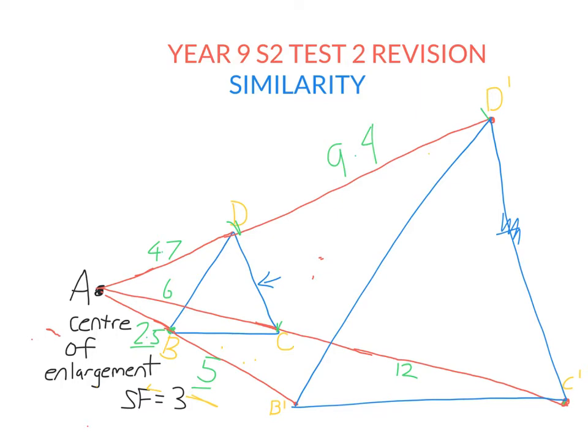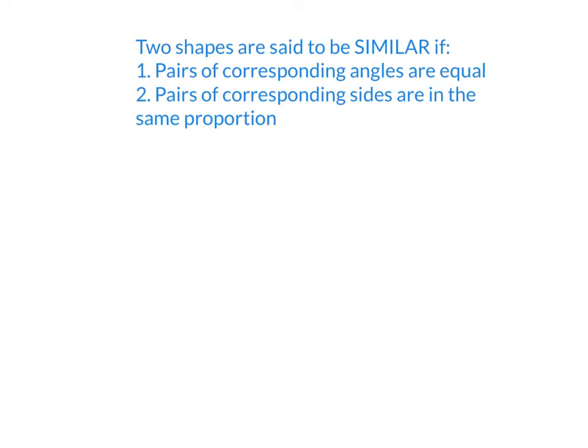So now we're going to look at a more formal definition of similarity. So please pause and copy this down if you need. Okay, so we say that 2 shapes are similar if pairs of corresponding angles are equal and pairs of corresponding sides are in the same proportion. So with congruence, the 2 shapes were congruent if one shape was just a reflection, rotation, or translation of the other. Here, the 2 shapes are similar if one of the shapes is an enlargement or a dilation of the other shape. So these 2 conditions must both be true for 2 shapes to be similar.